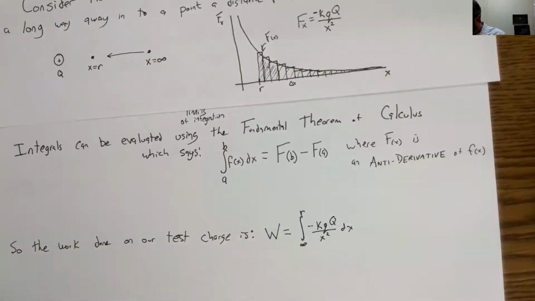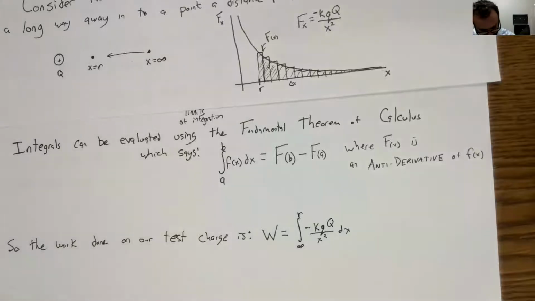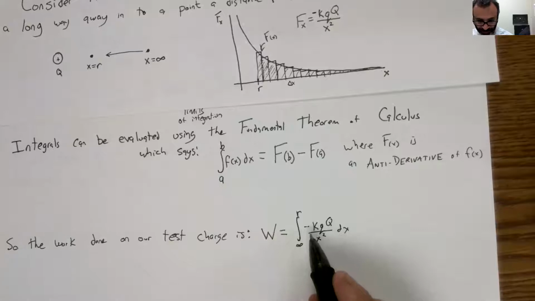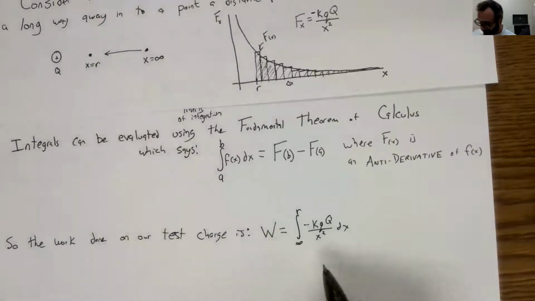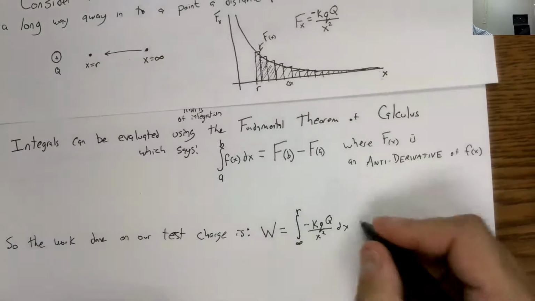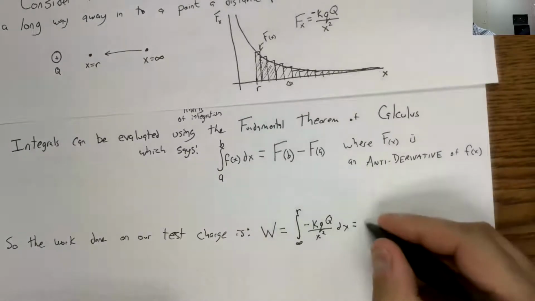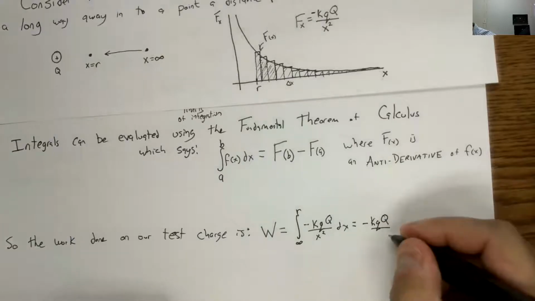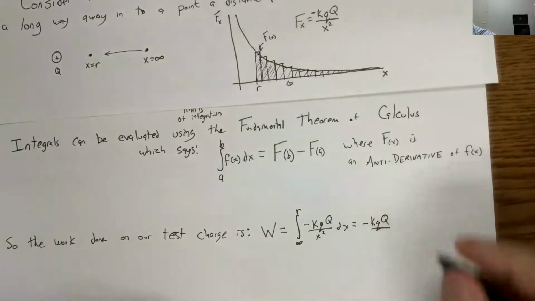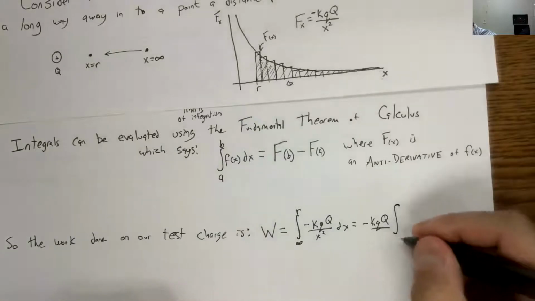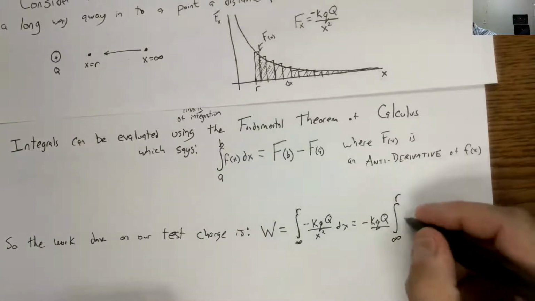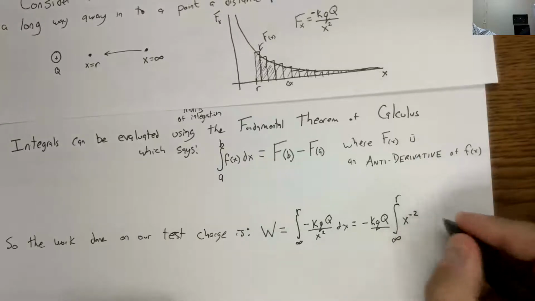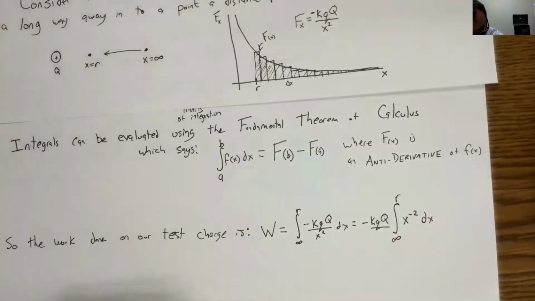So this is the integral that we really want to evaluate here to get our work done. The first thing I'll do is take all the stuff that's constant out of the integral. Makes it easier to see. So I have minus k q q times the integral from infinity to r of x to the minus 2, because it's 1 over x squared dx.